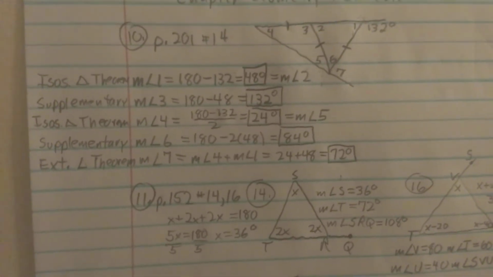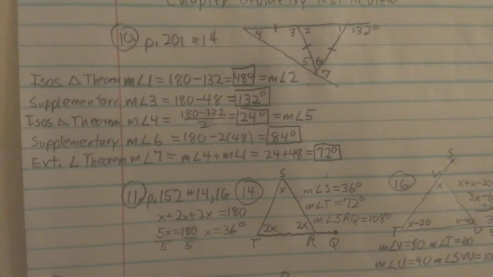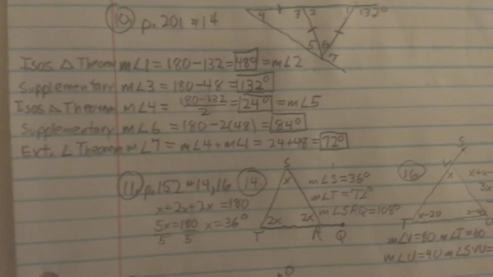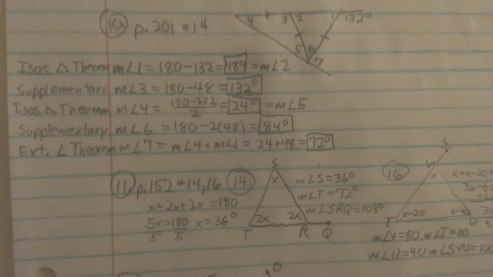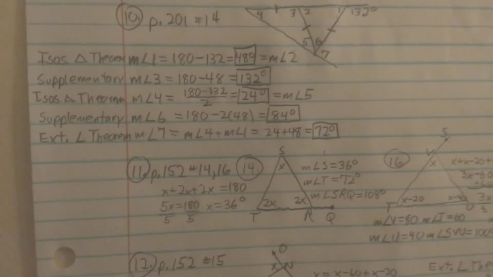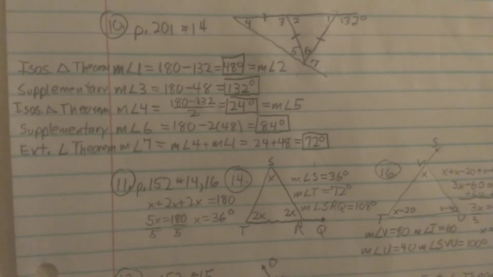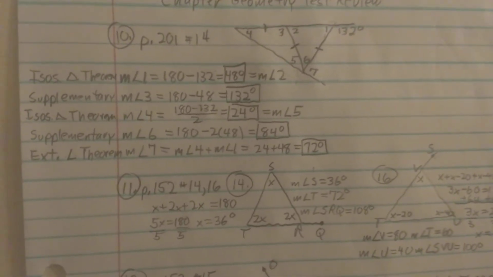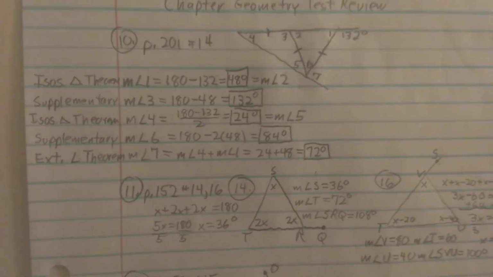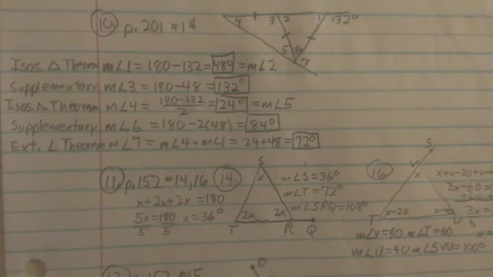Now angle 4 and angle 5 are congruent because the opposite sides are congruent, and I can find that by 180 minus the 132 angle 3, cut in half for the 4 and the 5. So that's 48 over 2, or 24, for angle 4 and angle 5. Now angle 6 is equal to 180 minus the two 48s, angles 1 and 2. So that's 180 minus 96, or 84. And angle 7 is equal to angle 4 plus angle 1, which is 24 plus 48, which is 72.